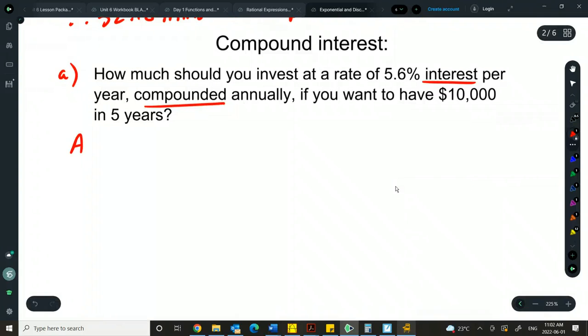Okay, so I'm going to use that compound interest formula with A, P, I, and N. This is what the formula looks like.